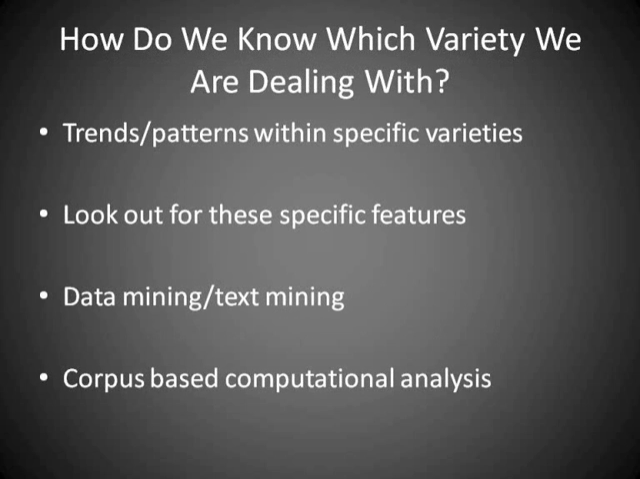So firstly, it's important to identify which variety we're dealing with. One way of doing this is to look for trends or patterns within specific varieties that characterise them. Once we've highlighted these, we're then able to look out for them appearing within various texts. This data mining approach allows us to scour linguistic corpora using computational analysis and return results within seconds. It's a very efficient process that allows us to work quickly and accurately.